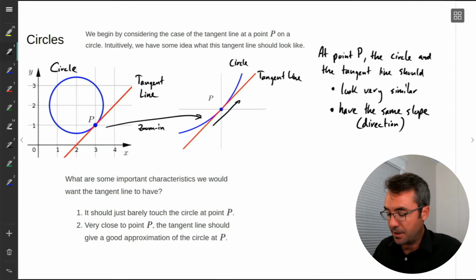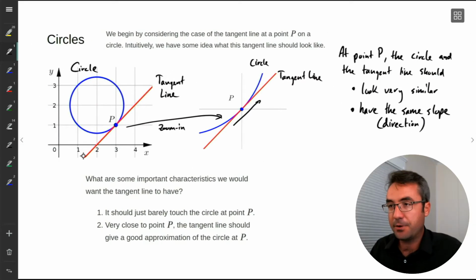So the difficulty is, how do we figure out the slope? We only have one point. We don't have a second point. We don't want this tangent line to touch the curve twice. So we don't have two points to work with. We only have this one point. How do we actually figure out what the slope of our tangent line is then?